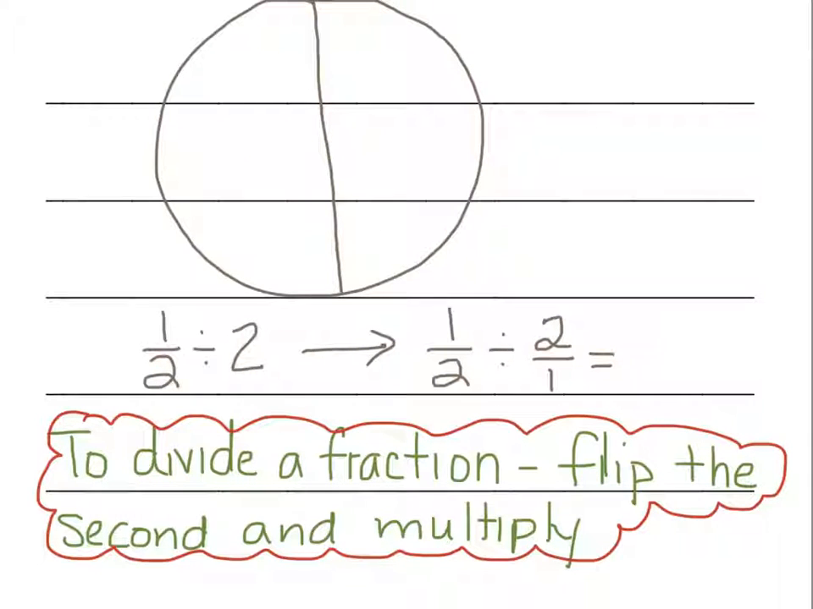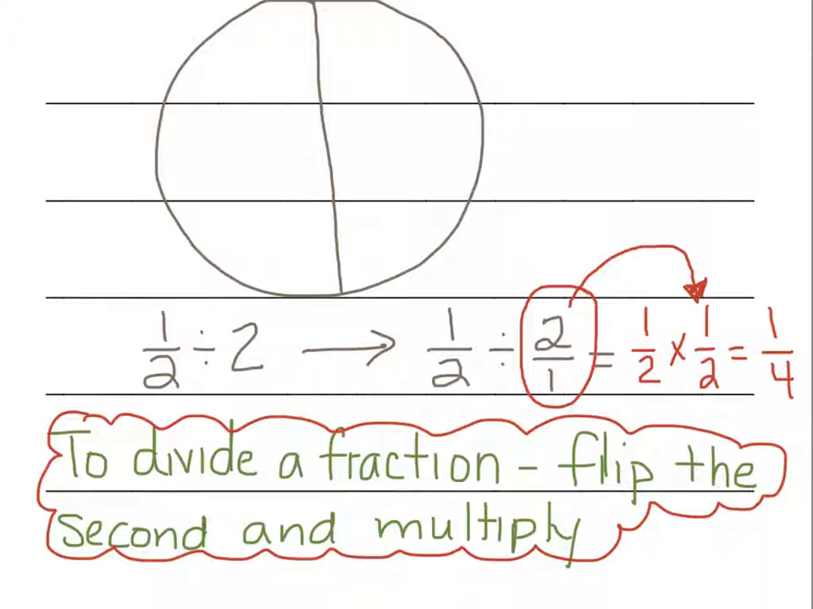Now, how that would look here is, I would then say, that's my division problem. To divide a fraction, flip the second. Did you see here how I have 1 over 2 over 1? Well, I'm going to flip it and put the denominator on top, numerator on the bottom. So, to divide a fraction, flip the second, and then multiply. Straight across, 1 times 1 is 1, 2 times 2 is 4.